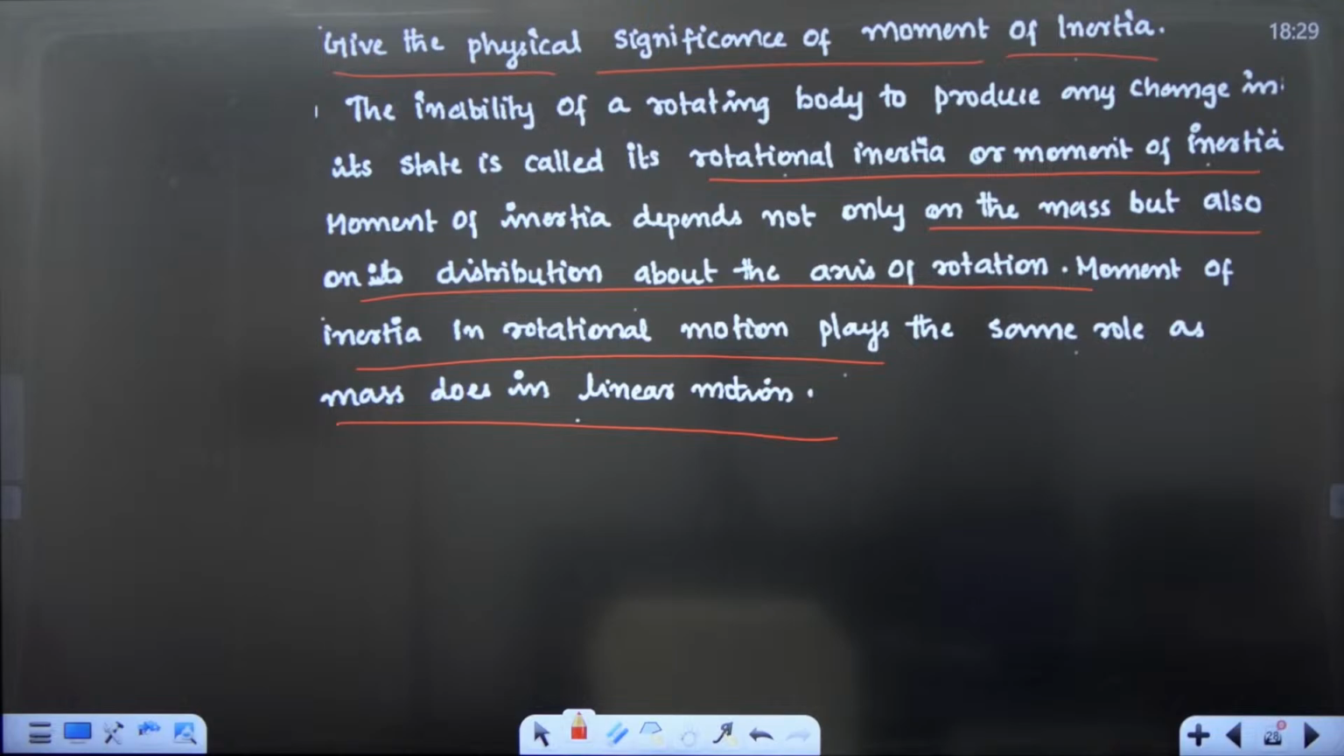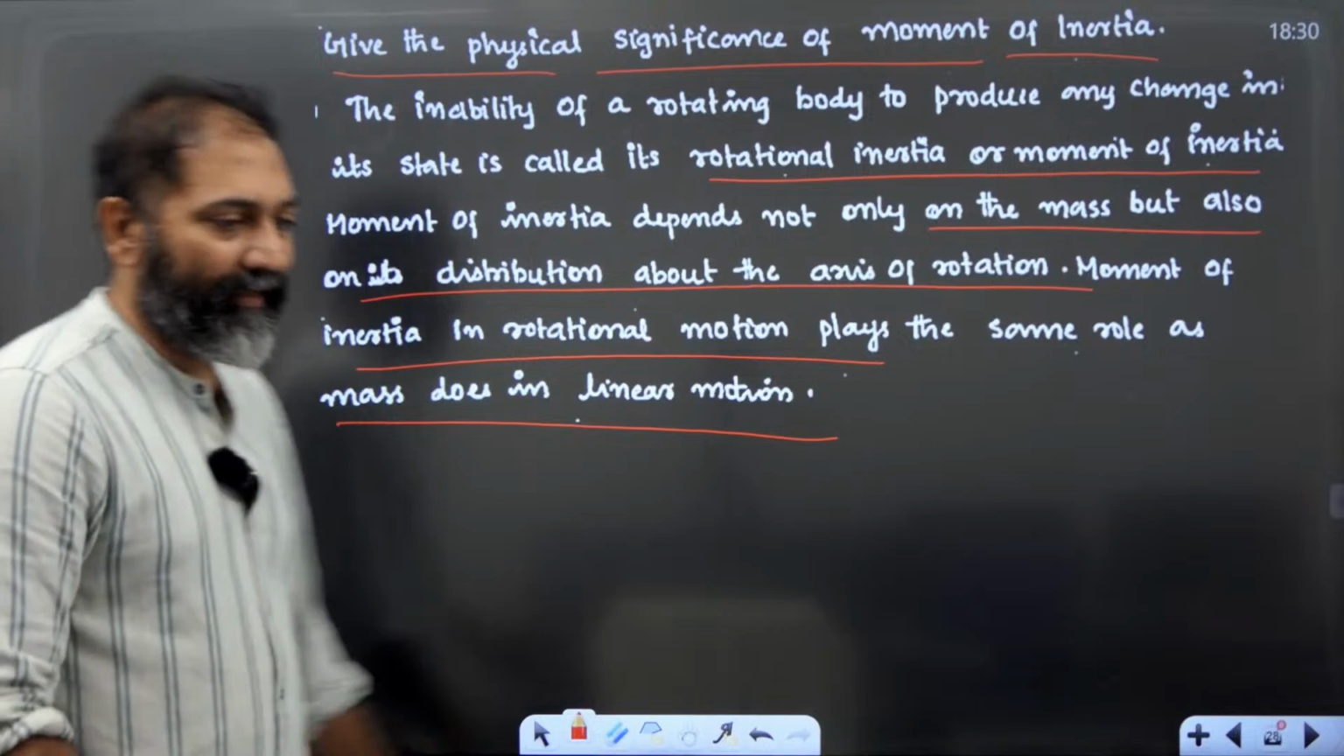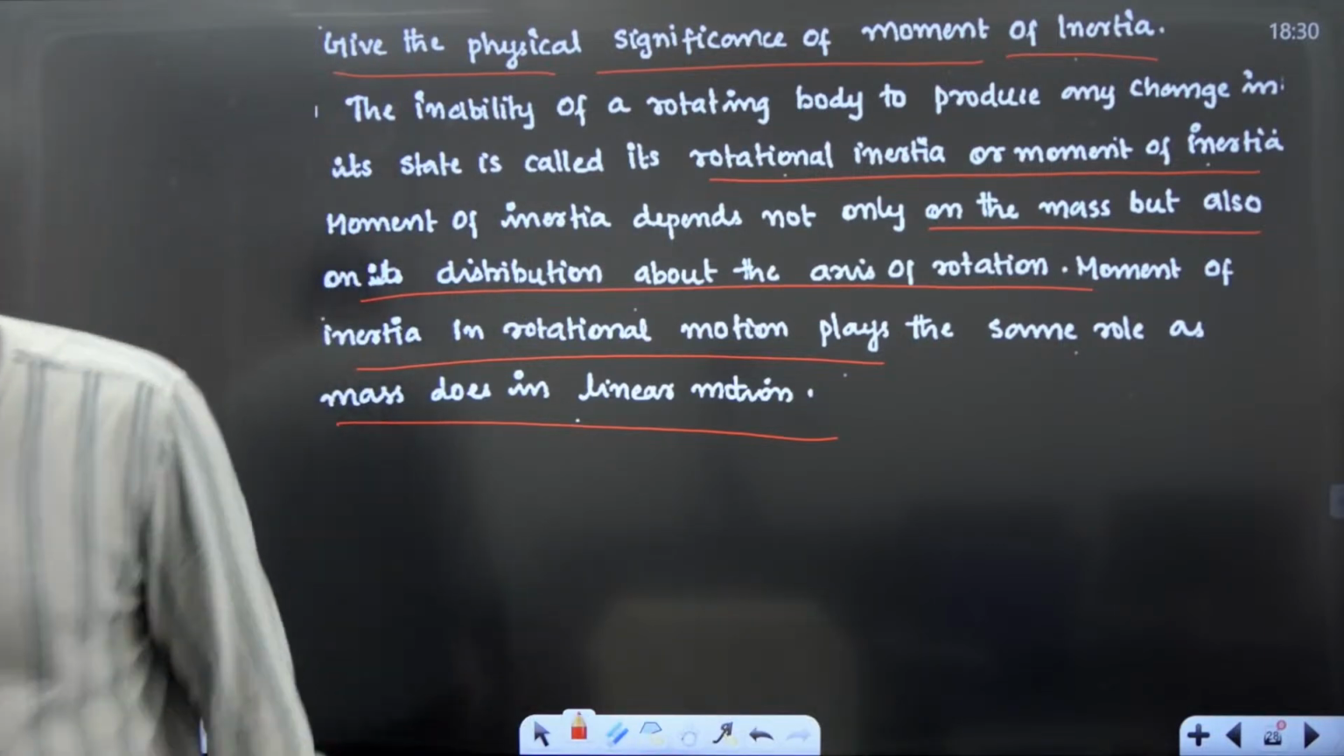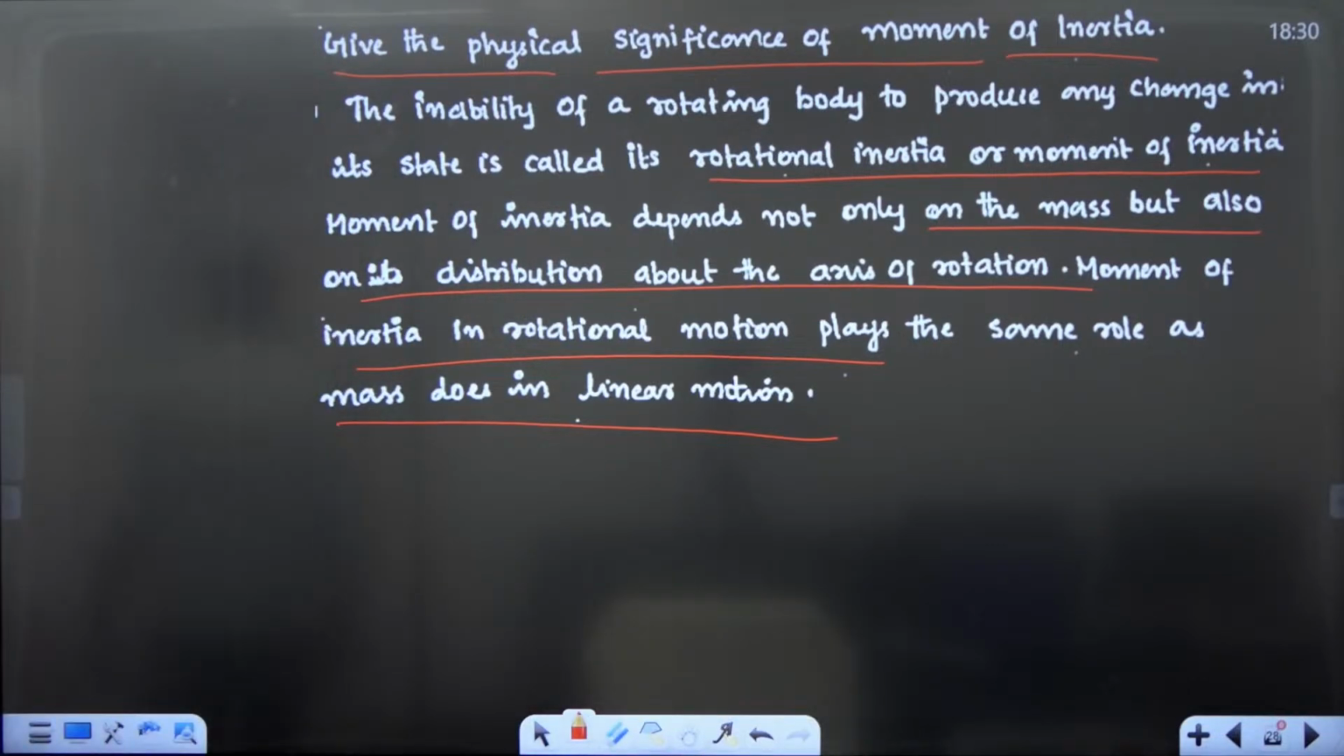Will you explain the distribution about the axis of rotation? Aradi, when you cycle, okay, let the others finish writing, then I will explain.